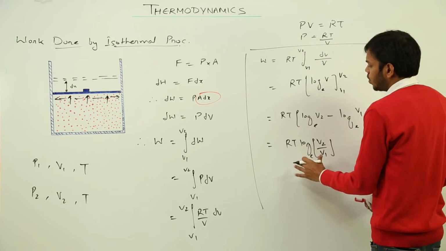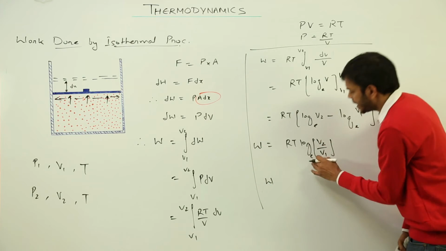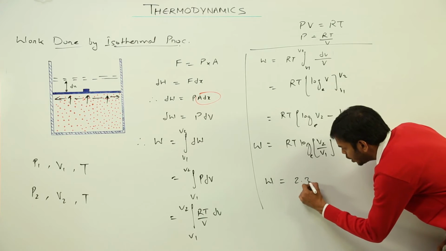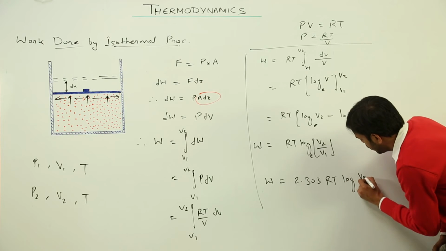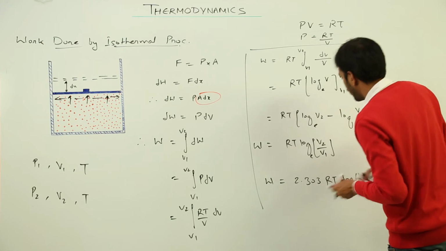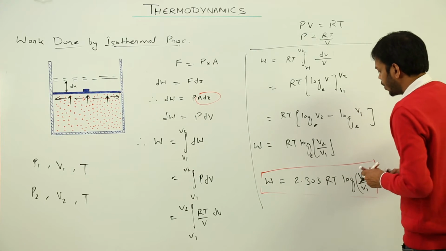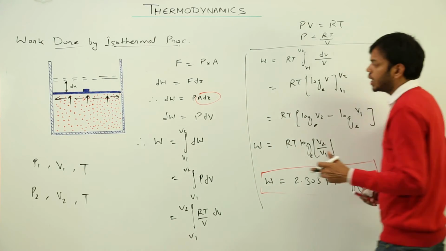Now this is the final answer, but only one step is required, which is that the base e has to be converted into base 10. So this equation becomes 2.303 times RT log V2 over V1. This is the equation of work done in an isothermal process where volume increases from V1 to V2. Now, if I want to write this equation in terms of pressure, use this.